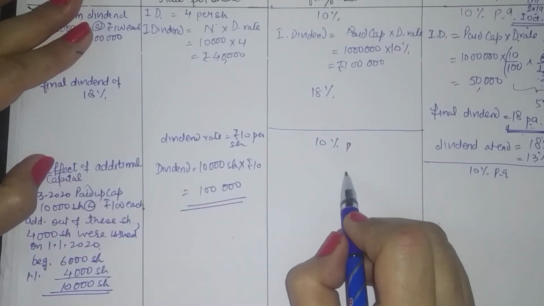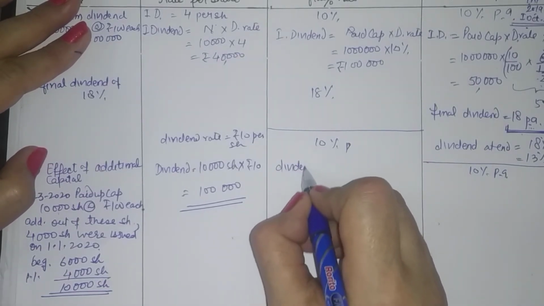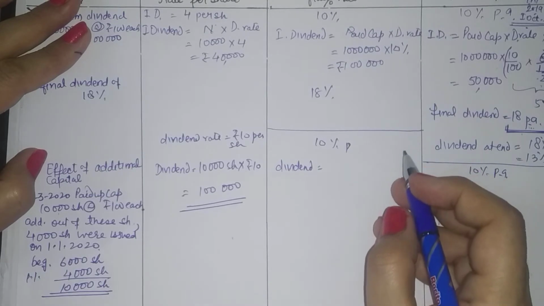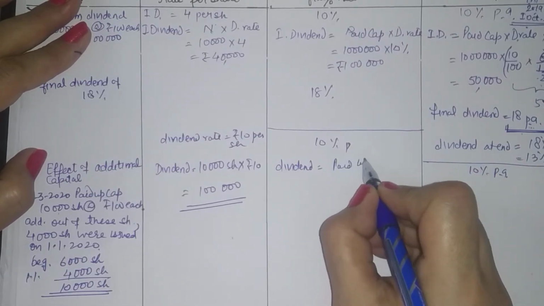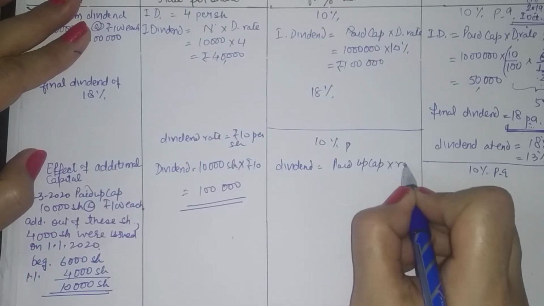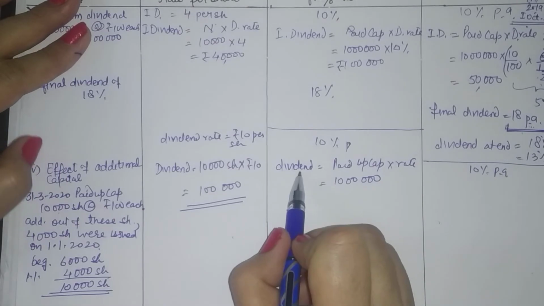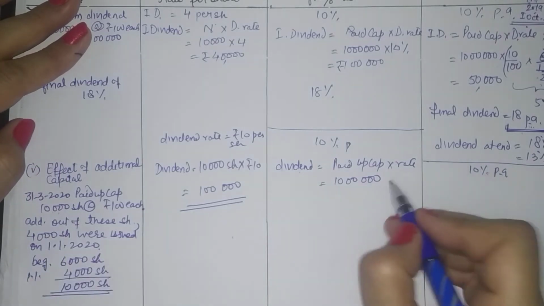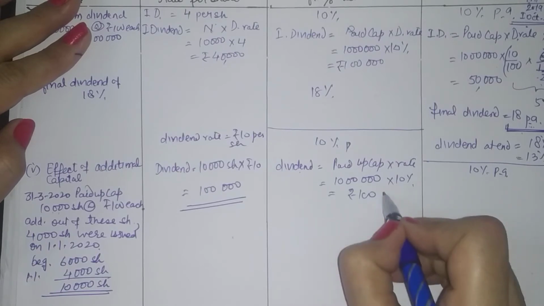Now let us come to a flat rate. Again in flat rate we are not to be bothered by the number of months. We are just to take paid up capital with the rate of dividend. So paid up capital is 10 lakh. When you are giving this dividend, your capital is this much. So 10% rate will imply 1 lakh rupees of dividend.